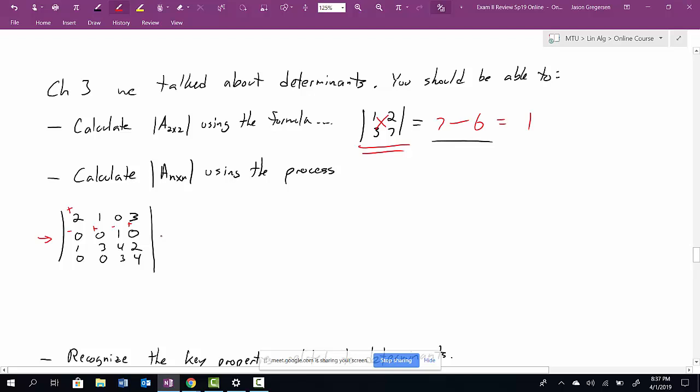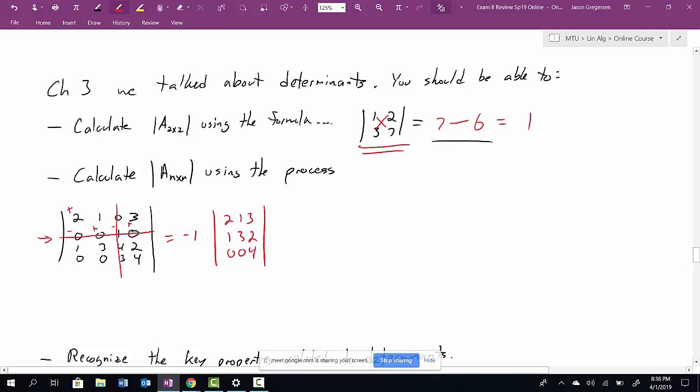As I expand along that second row, I'm going to get negative 0 times something. I don't care because it's 0 times something. Plus 0 times something, don't care. Minus 1 times a subdeterminant, and then plus 0 times something. The subdeterminant I get here is the matrix I have left when I eliminate the row and column of that 1. So it looks like I'm left with 2, 1, 3, 1, 3, 2, 0, 0, 4.